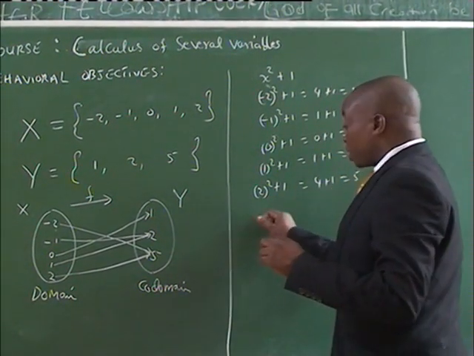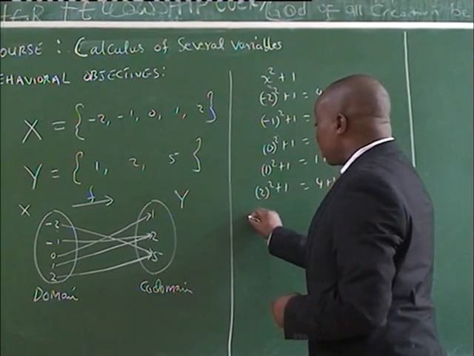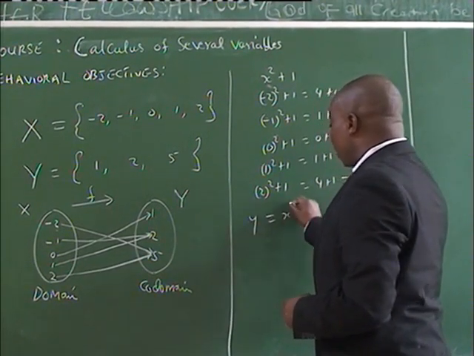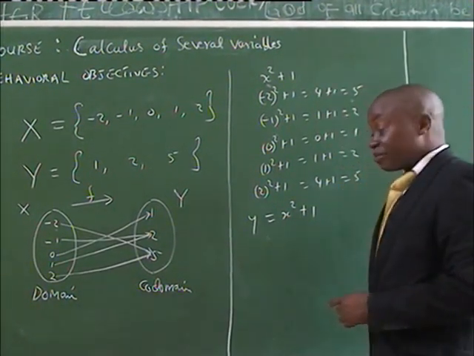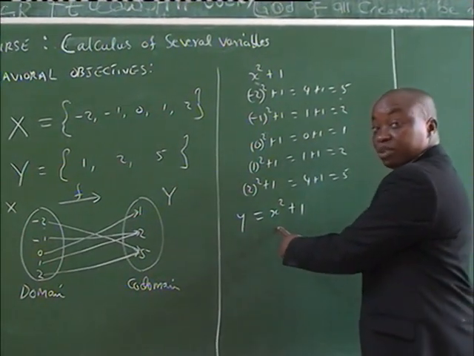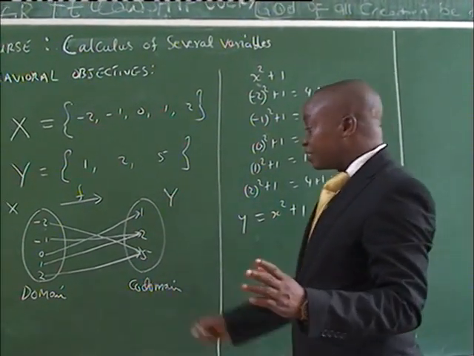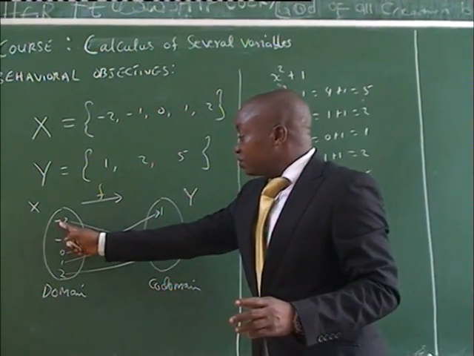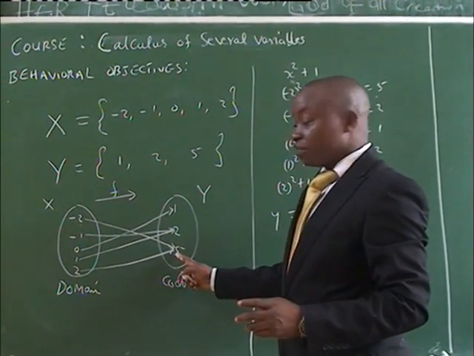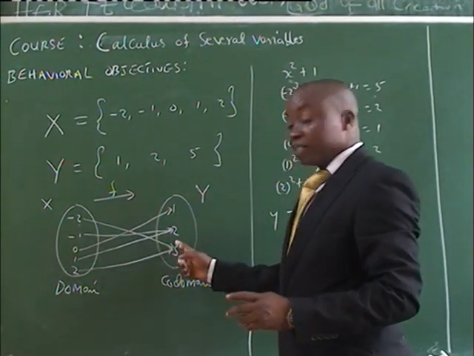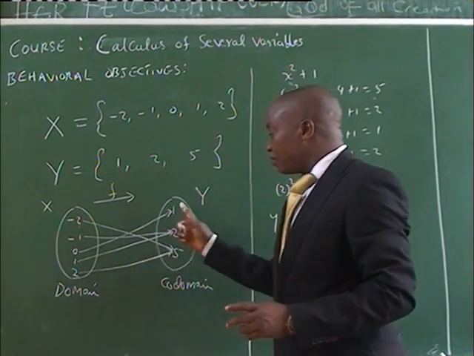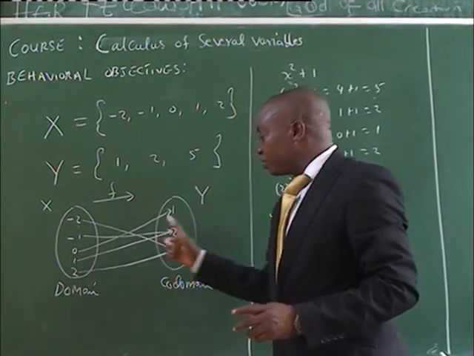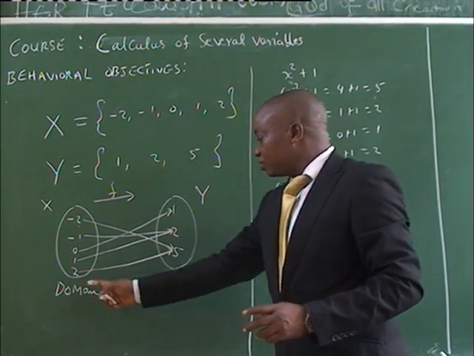Then what I observe is that I can confidently say that y is equal to x squared plus 1. And look at that: y is equal to x squared plus 1. The reason is this. When x is minus 2, y is 5. When x is minus 1, y is 2. When x is 0, y is 1. When x is 1, y is 2. When x is 2, y is 5.